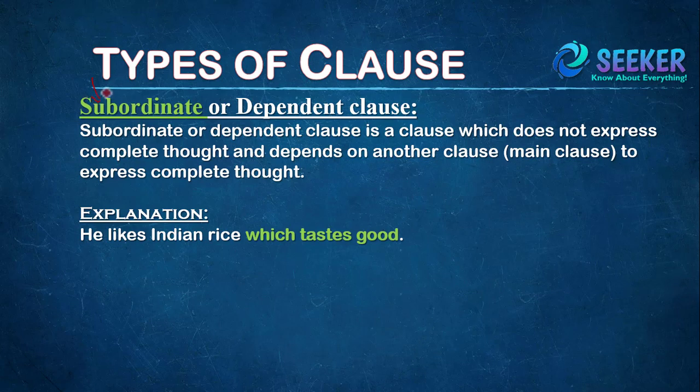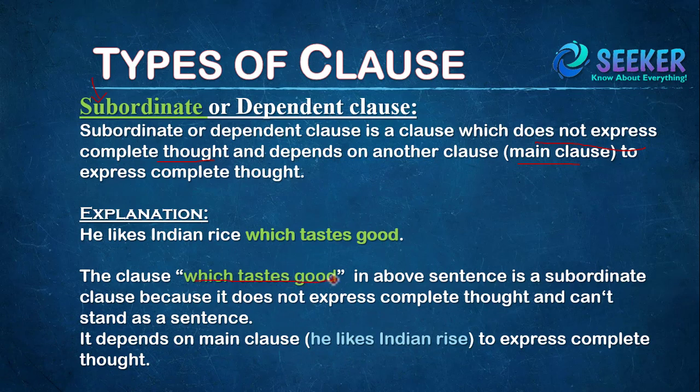Another type is the subordinate or dependent clause. A subordinate or dependent clause is a clause which does not express a complete thought and depends on another, that is the main clause, to express a complete thought. For example, he likes Indian rice which tastes good. Now here, the clause which tastes good in the above sentence is a subordinate clause, because it does not express a complete thought and cannot stand as a sentence. However, it depends on the main clause, that is he likes Indian rice, to express a complete thought. Therefore, which tastes good is known as a dependent clause because it depends on the first part of the sentence.